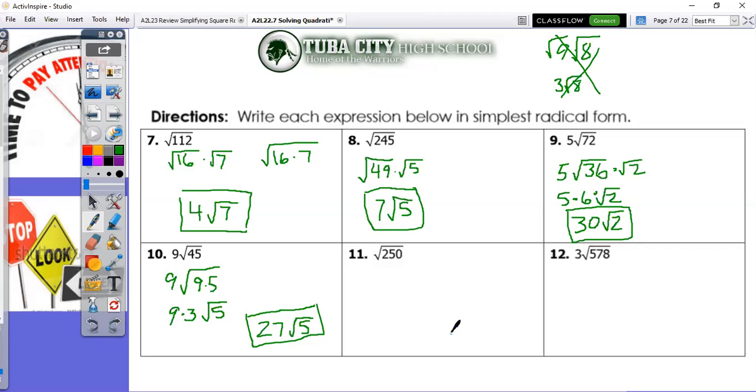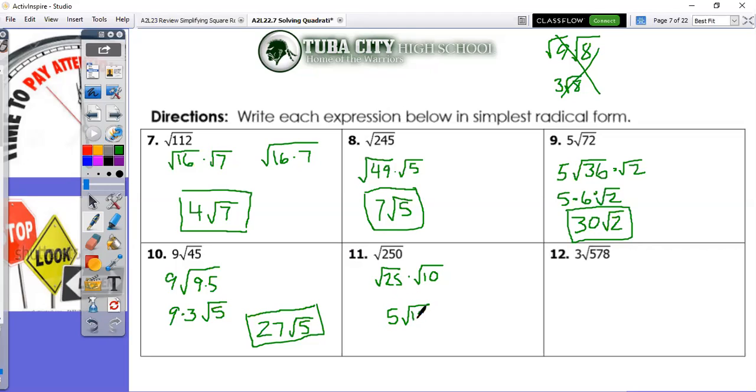All right, now this number ends in 0. So if something ends in 0, we know that it can be divided by 10. So let's try that out. Let's see, square root of 25 times square root of 10. And we can take the square root of 25, which is 5.